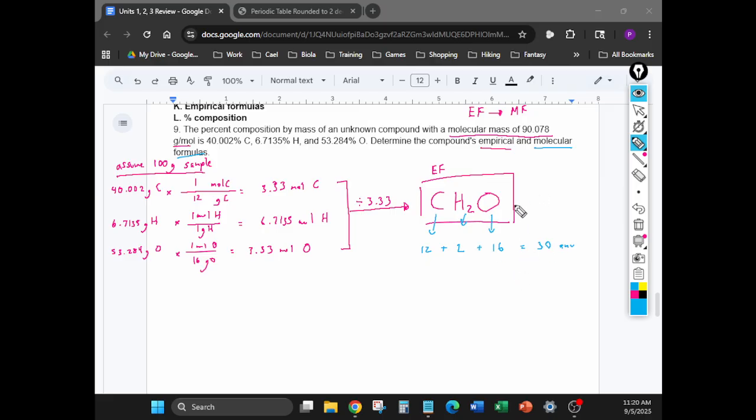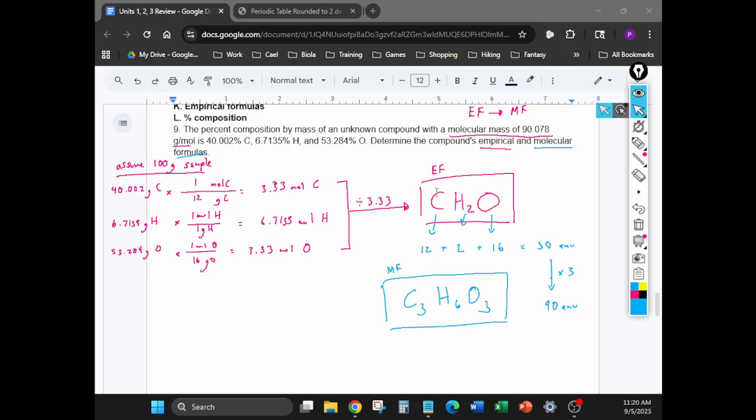Okay, now it tells you that the actual compound is 90. So what we want to basically figure out is what do we need to do to get 30 to 90? How can you get 30 to 90? Yeah, times 3, which means in order to turn the empirical to molecular, just multiply the formula by 3. So it'll become C3H6O3, and that is your molecular formula. Really easy.